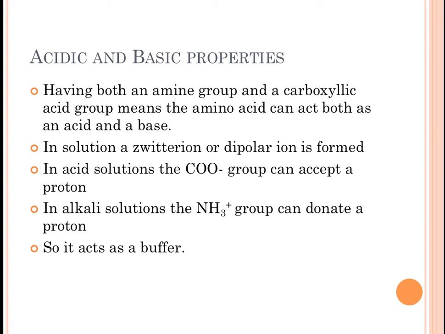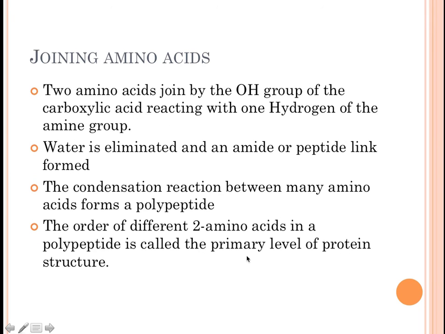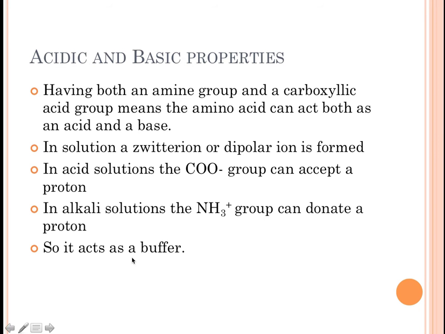So if you take an amino acid and you put it in solution, you're going to make something called a zwitterion. In that zwitterion, the carboxyl group has given away a proton, and at the same time, the amine group has accepted a proton. Okay? So what we're going to have here is a doubly charged ion with a negative on one side and a positive on the other. Okay?